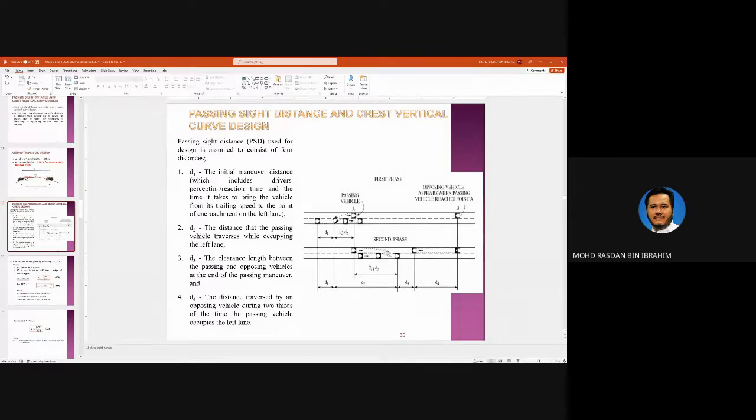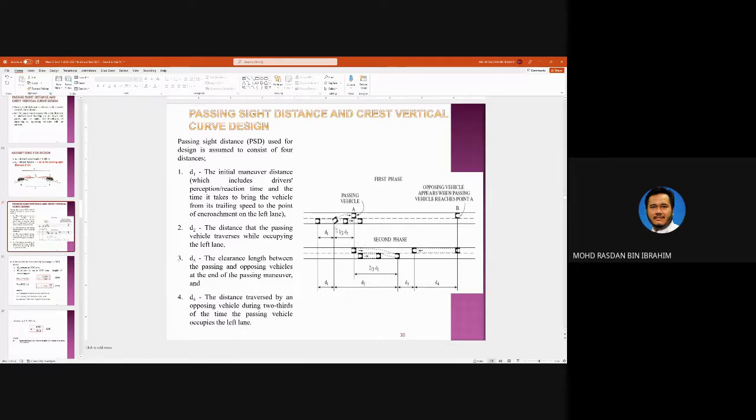By the time you safely maneuvered here, this vehicle has reached this point. And for this car here is D4 distance, the distance traveled by the opposing car. And D3 is the clearance length between opposing vehicles at the end of the passing maneuver. So you need to have maybe a few seconds after you are safely back into your lane, then you pass this coming vehicle.